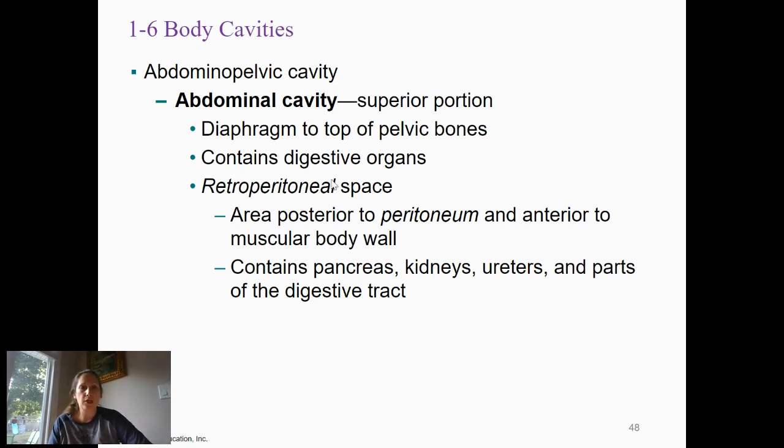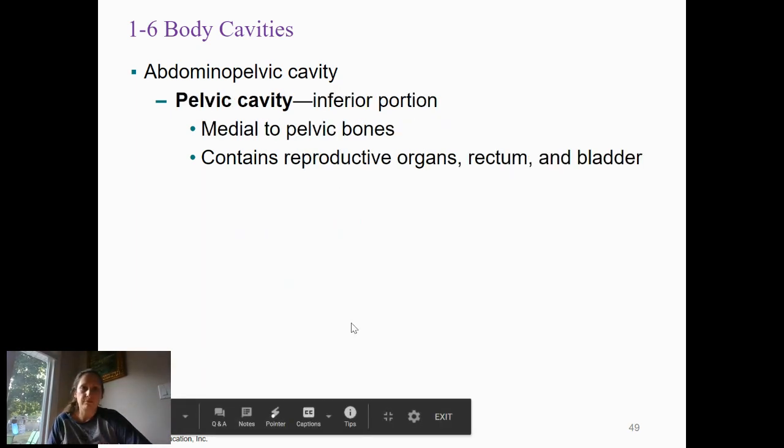You also have an area called retroperitoneal space. Retro means to the back, and so in this case, posterior to that peritoneal space between those two membranes. And so what that allows for is all of these organs, like your kidneys and some of the organs of your digestive tract and your pancreas, to be essentially outside of that structure that's located in your abdominal cavity. You also have the ureters, which are located in there, part of the urinary system.